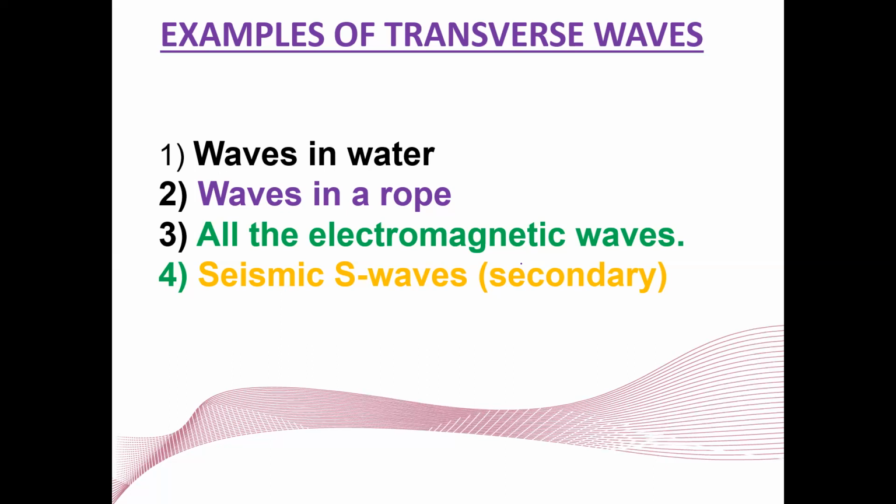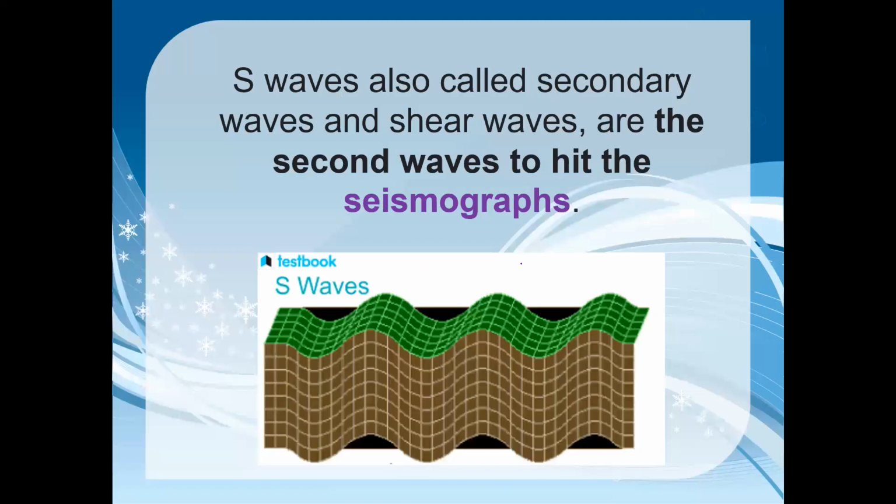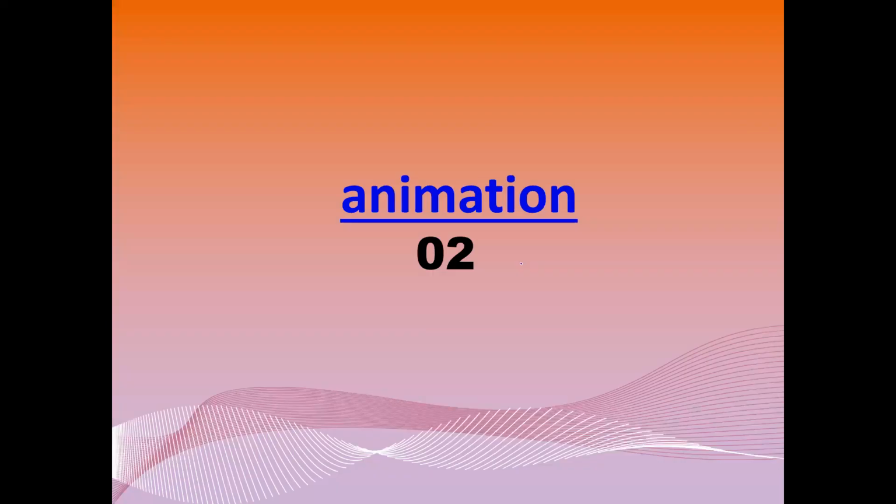Done. Seismic S waves are also called secondary waves, and shear waves are the second waves to hit the seismographs. These are the waves which travel under the earth. These are called underground waves, and these waves are shock waves. May God not, when an earthquake comes, these waves travel in the earth and they are capable of producing shakes.